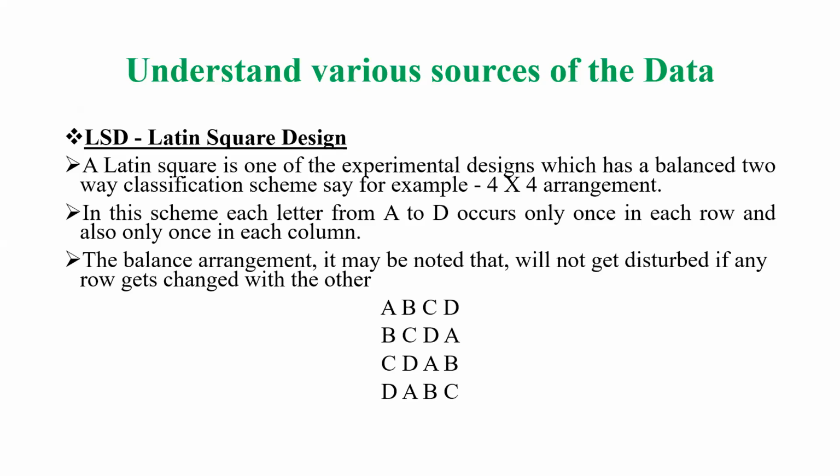In this scheme, each letter from A to D occurs only once in each row, and also only once in each column. If the first row is ABCD, and the first column is also ABCD, it won't repeat the same combination. Suppose you see BCDA, CDAB, and DABC. So only once in each row. Without repeating, we are arranging these particular things, which is known as the Latin square design.